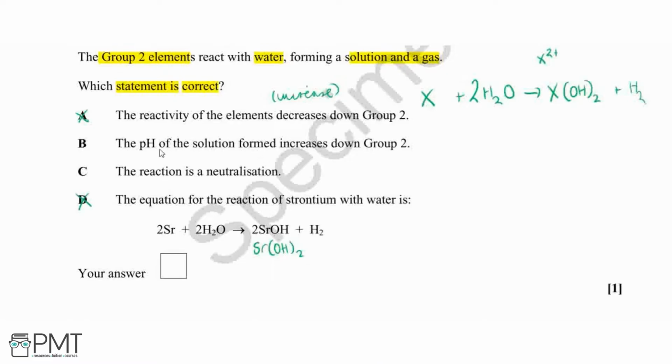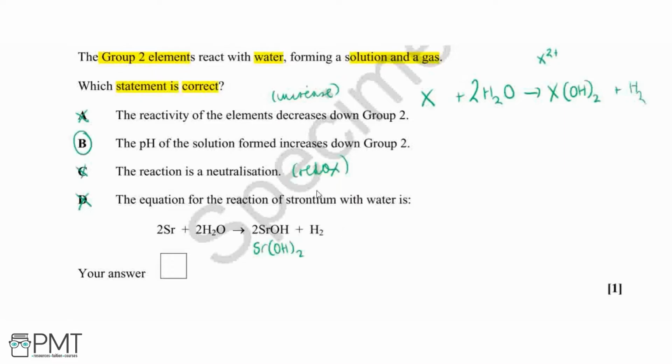The reaction is not a neutralization because we haven't got an acid reacting with a base, so we don't have a proton donor and a proton acceptor. And actually this reaction is a redox reaction, where we have a change in oxidation numbers for our element from group 2 and for our hydrogen there. So it's not a neutralization.